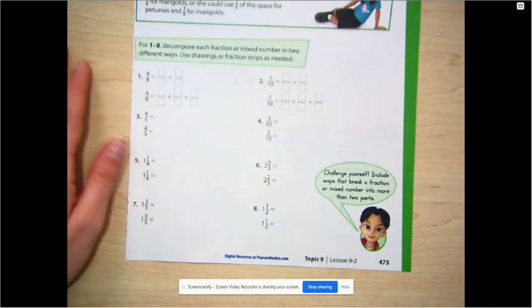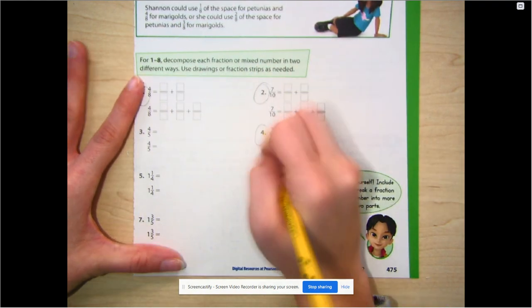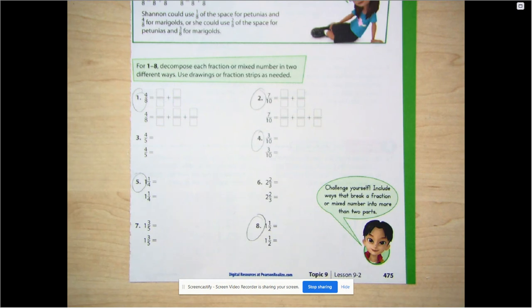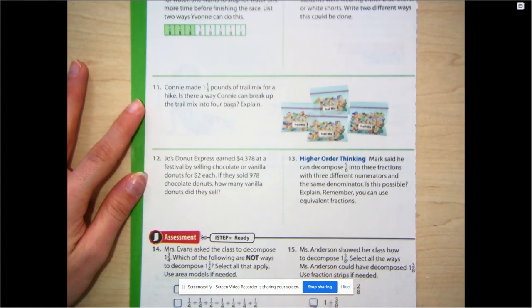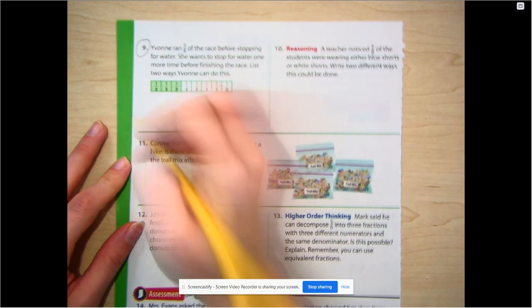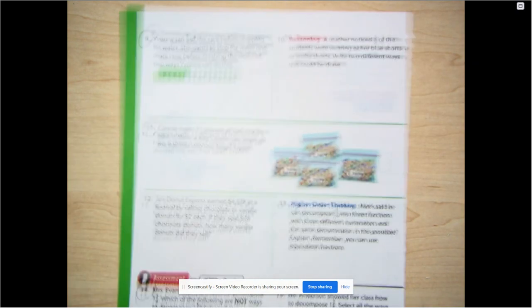I'd like you to take a look at page 475 and circle these problems. These are the ones you're going to be completing on the front side, and if you need more time to circle them, pause the video. On the back side, you are going to be completing question 9, question 11, and question 14.